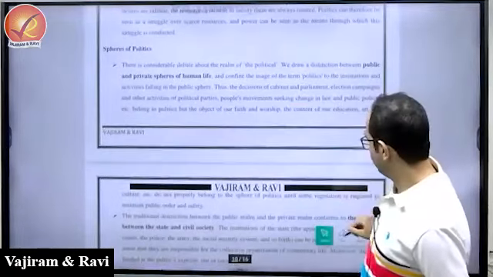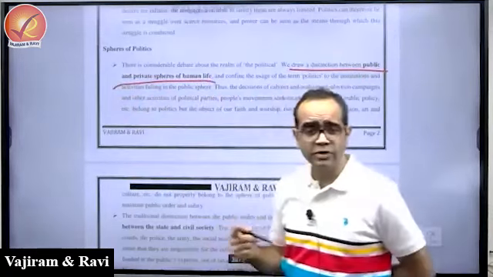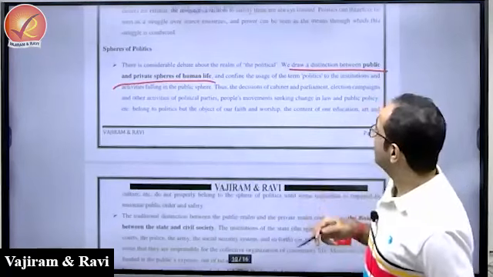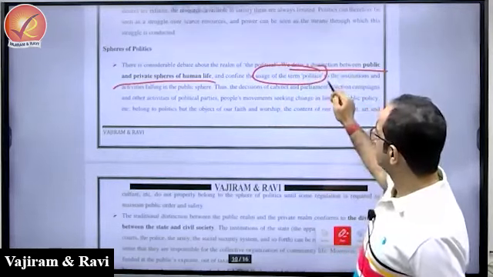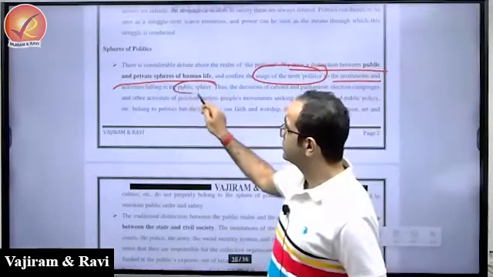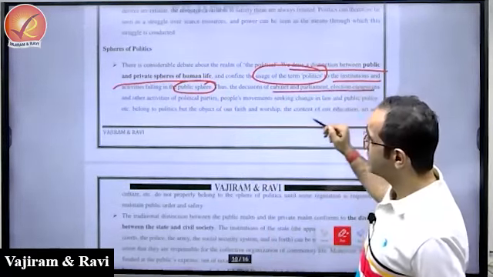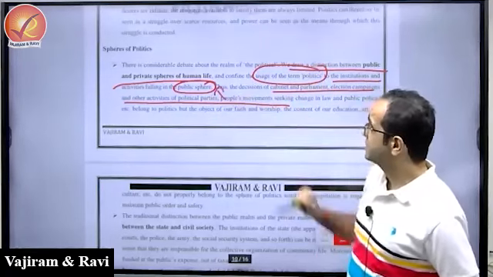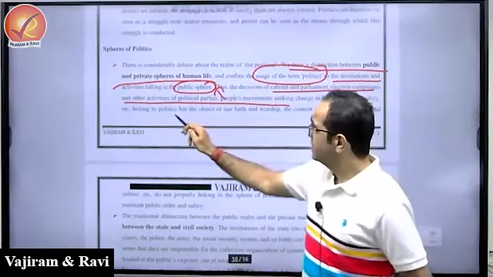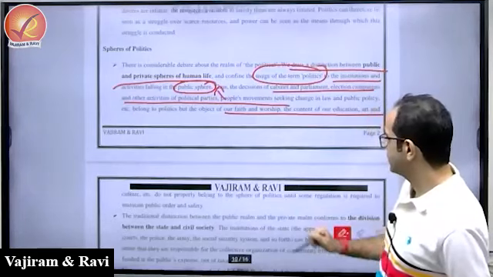And you can see spheres of politics where we draw a distinction between the public as well as the private spheres of human life. And here we confine the use of the term politics to the institutions and activities falling within the public sphere. Which institutions? Cabinet, parliament, election campaigns, political parties, people movement, they are all part of the public sphere. But faith, worship, content of education, they do not belong to the sphere of politics.